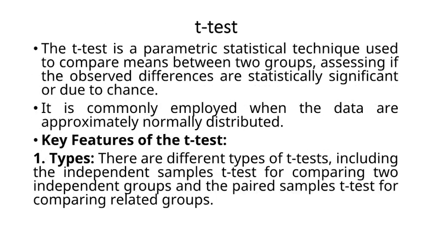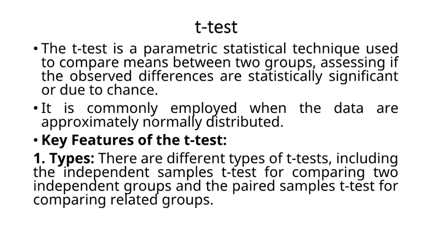One of the important parametric statistical techniques is the t-test. The t-test is a parametric statistical technique used to compare means between two groups, assessing if the observed differences are statistically significant or due to chance. It is commonly employed when the data are approximately normally distributed. Key features of the t-test.